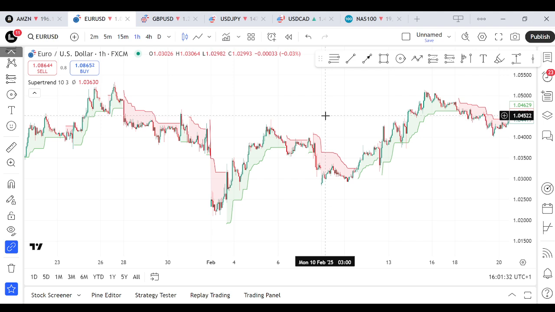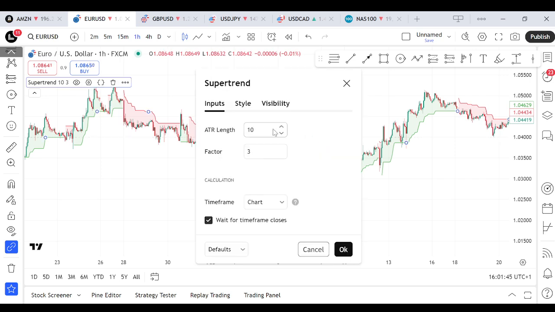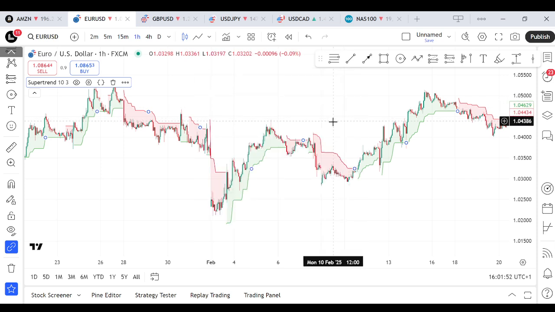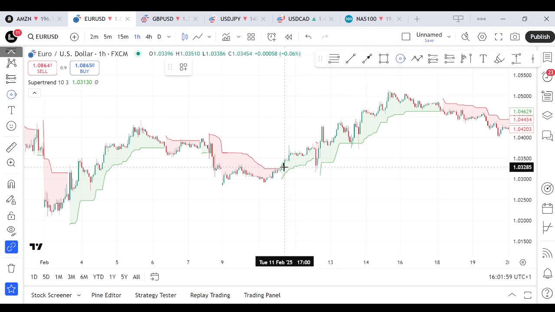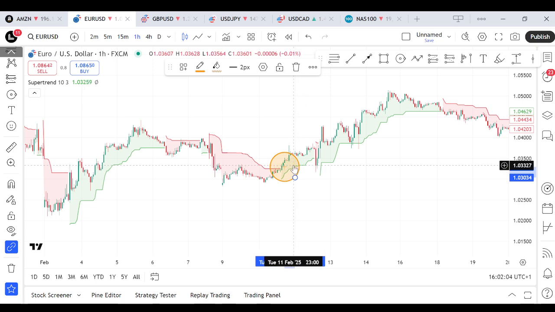Now it uses two primary inputs, the Average True Range, ATR, which measures market volatility, and a multiplier that adjusts the sensitivity of the indicator. You can set the ATR length and you can also set the multiplier in the settings. So when prices are above the Supertrend line, just like we have here, starting here, the Supertrend line turns green, as you can see, and this means that we are in an uptrend.